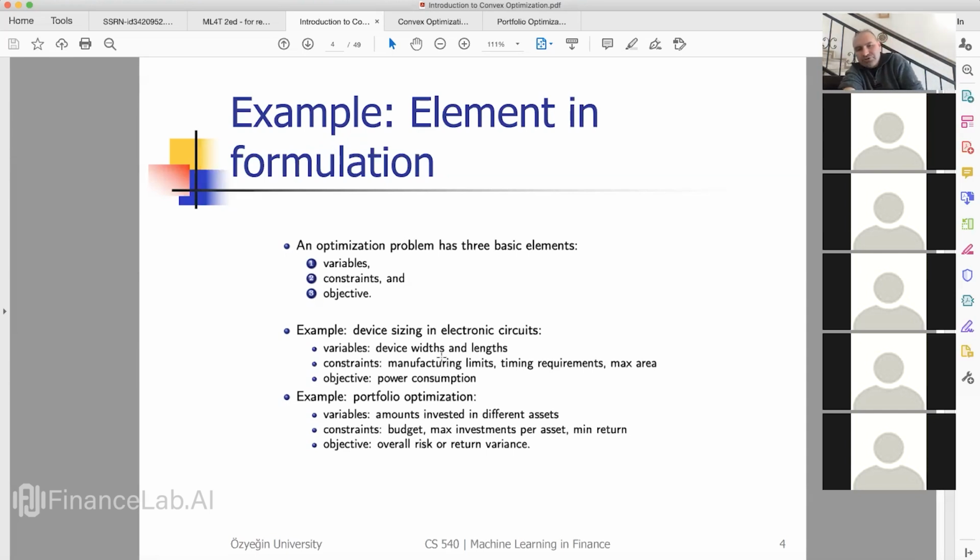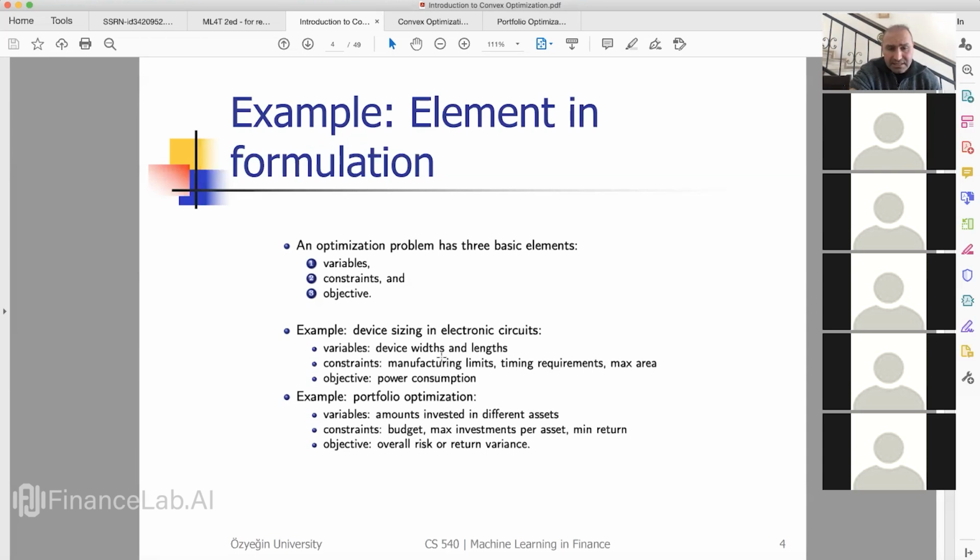And in this case, there are a bunch of limits, like manufacturing limits, timing requirements, and a max area requirement. So these are all requirements, and they need to be satisfied by using device sizing in the electronic circuits.